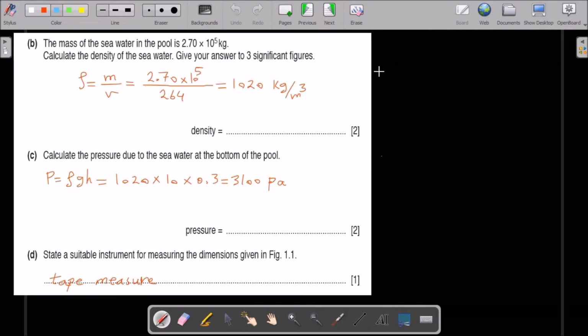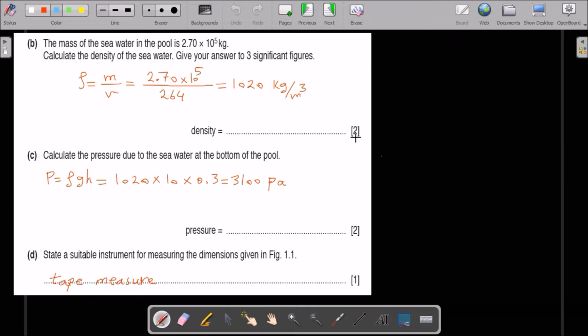Part B. The mass of the seawater in the pool is 2.70 times 10 to the power 5 kg. Calculate the density of the seawater. Give your answer to three significant figures. Okay, so the formula of density is mass over volume. Mass is given, volume is given from part A. So if you divide, you will get 1020 kg per meter cube.